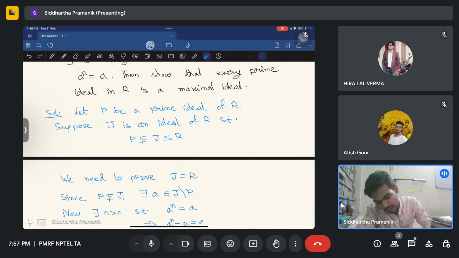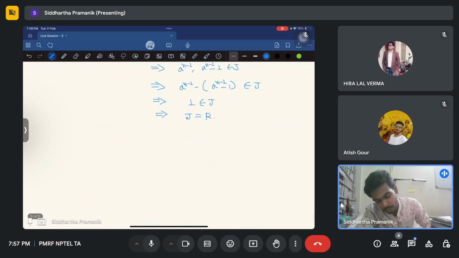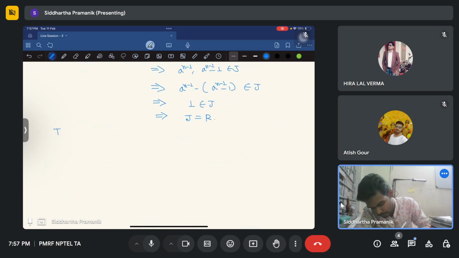So we have taken an arbitrary ideal which properly contains P. Then we have proved J equals R. So this proves P is a maximal ideal of R. Thus, P is a maximal ideal of R.